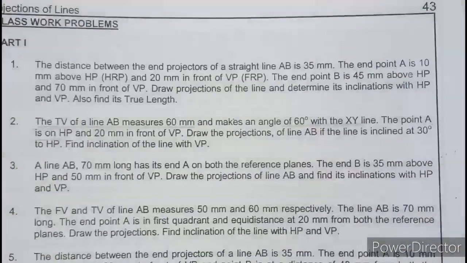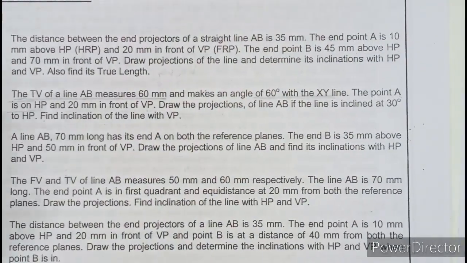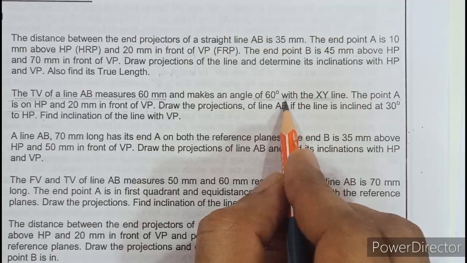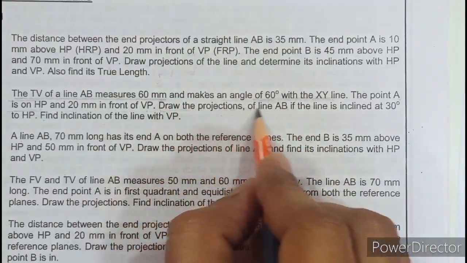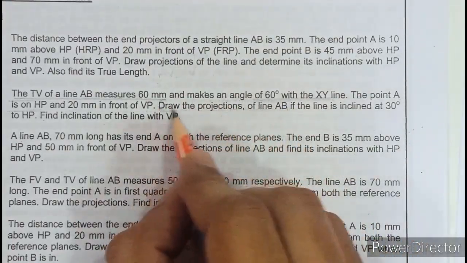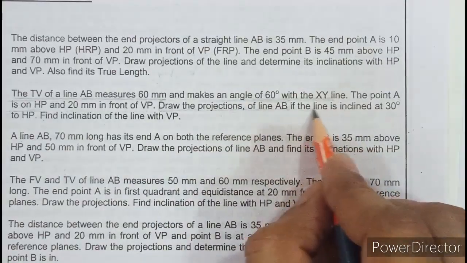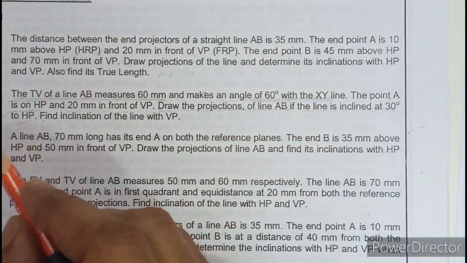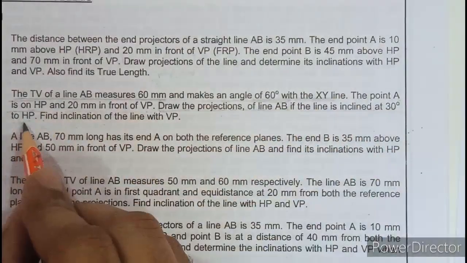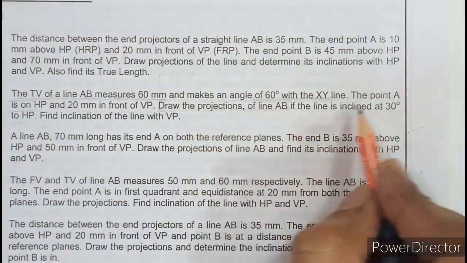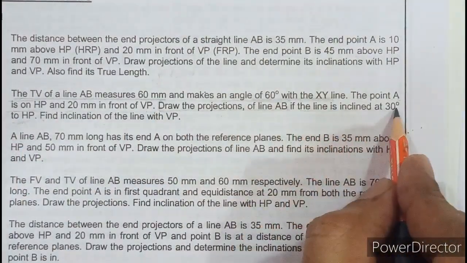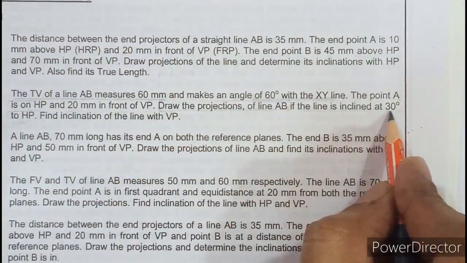So let us proceed with the question further. Now they have said draw the projections of line AB. So once again let me remind you, draw the projection means you have to draw front view and top view of the line. If the line is inclined at 30 to HP. So again, whenever a line is inclined with HP, it means that angle is theta. With VP it is phi. With xy it is alpha or beta. So here line inclined with HP is theta. So theta is 30 degree.